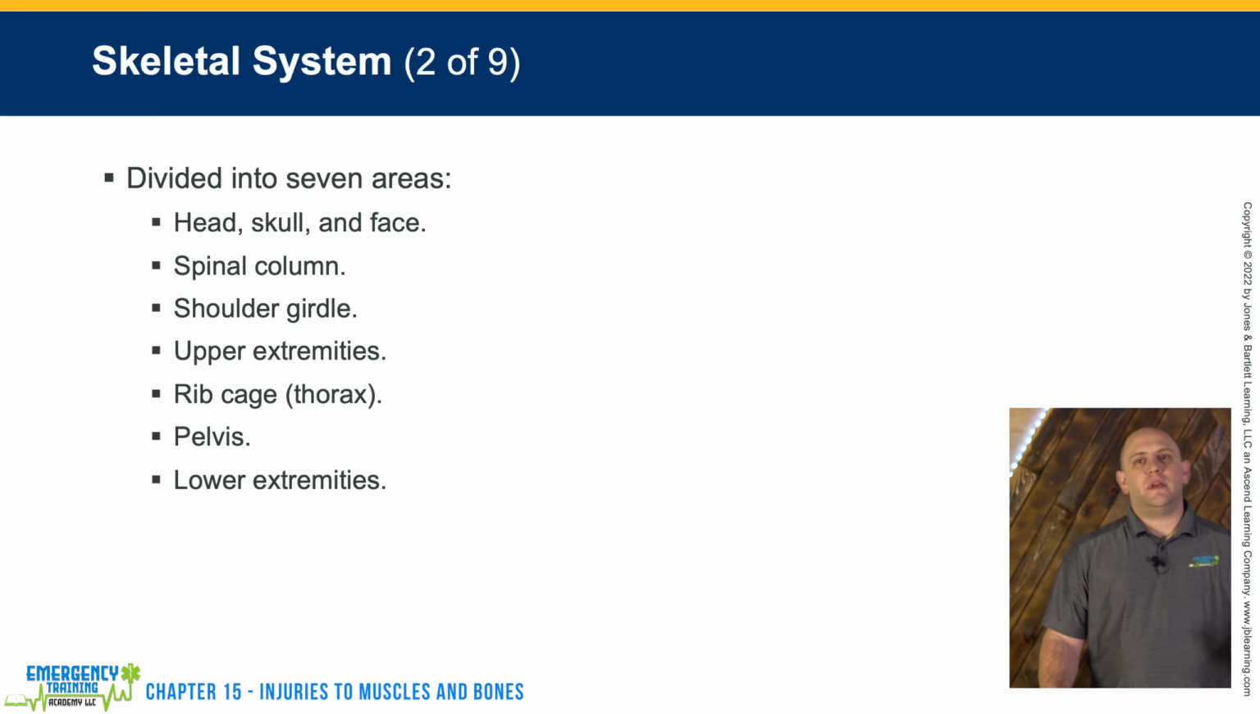Our skeletal system is divided into 7 areas. We have our head, skull, and face, our spinal column, shoulder girdles, upper extremities, rib cage or thorax, our pelvis, and our lower extremities. It's important that we remember these divisions as we're doing our assessment, and we break them up independently as we go through and we're looking for injuries in each of those locations.